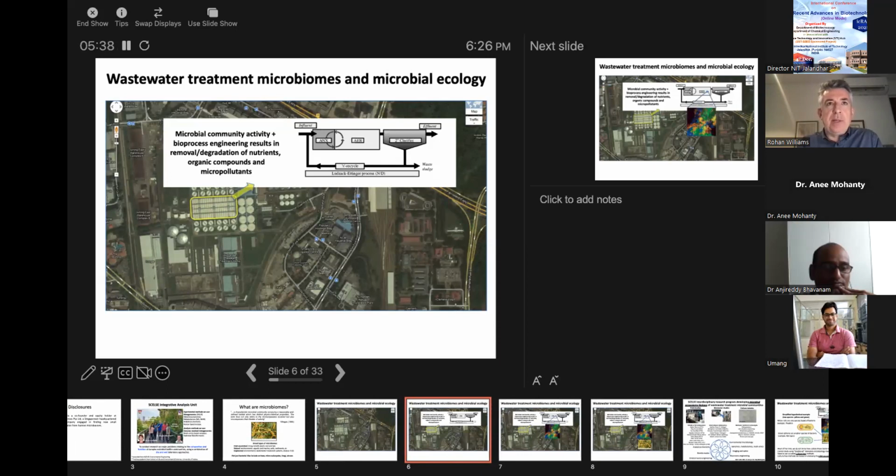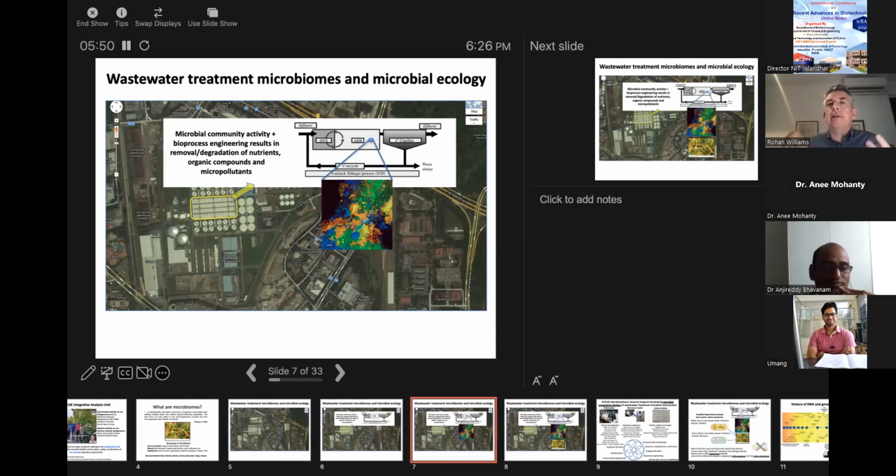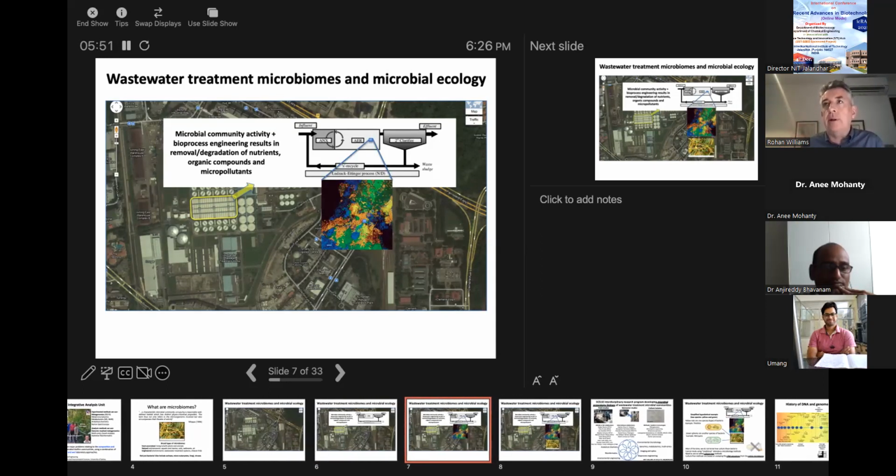If you blow up these tanks here, they're treatment systems, which are really a clever combination of bioprocess engineering and biological activity. If we look inside these tanks, there is a complex microbial community, seen here. This is a fluorescence in situ hybridization image of the biomass in such a community. And if we blow it up again, we can see down to individual species.